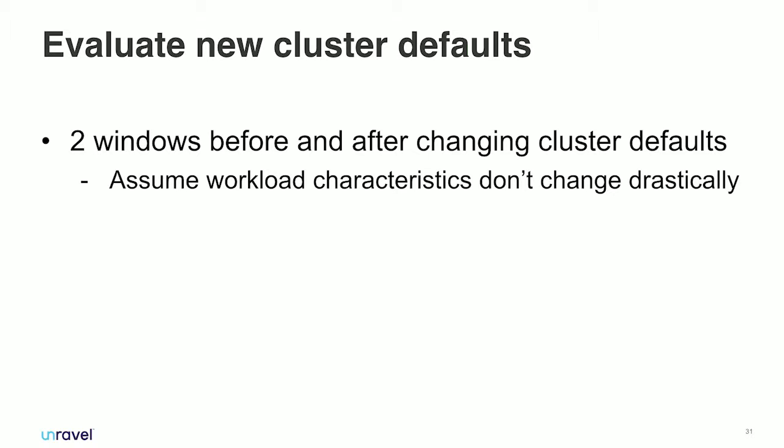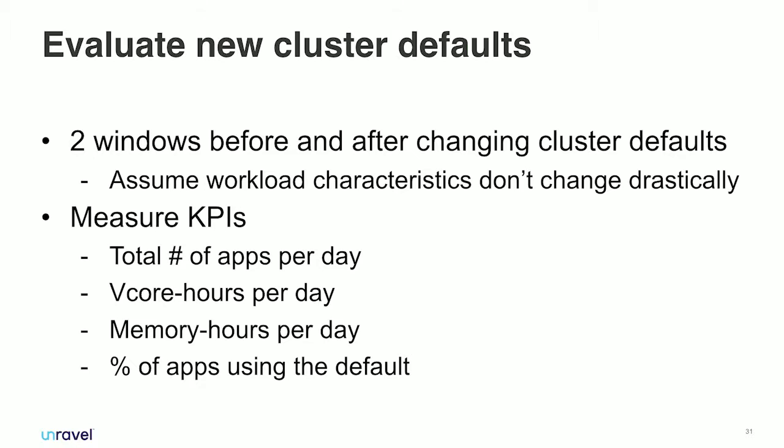Here the assumption is that the cluster workload characteristics don't really change. You may have different queries, of course, but overall, in most places, the cluster workload is about the same, in that they have periodic workloads running every week, with the newest data. So even though they're not exactly the same workload, they can be compared. And the KPIs that we use to compare are the total number of apps per day, the number of vCore-Hours and the number of memory hours per day.